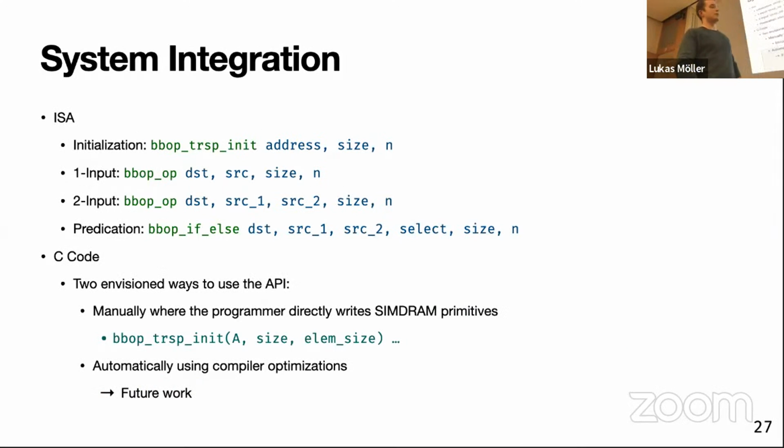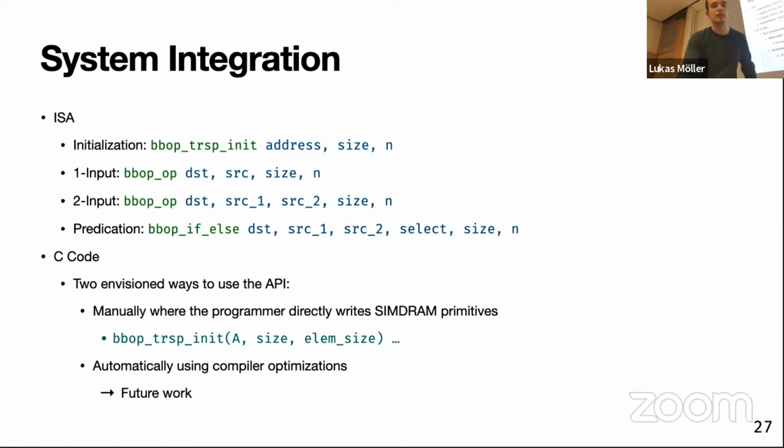They also introduce several other ISA extensions. Namely, there is a BB-op transpose init operation, which you can give an address and a size. And then there are one input operations like BB-op negate. And then there are two input operations like add. And we have also a predication operator, which can be used to implement if-else on a per element basis.